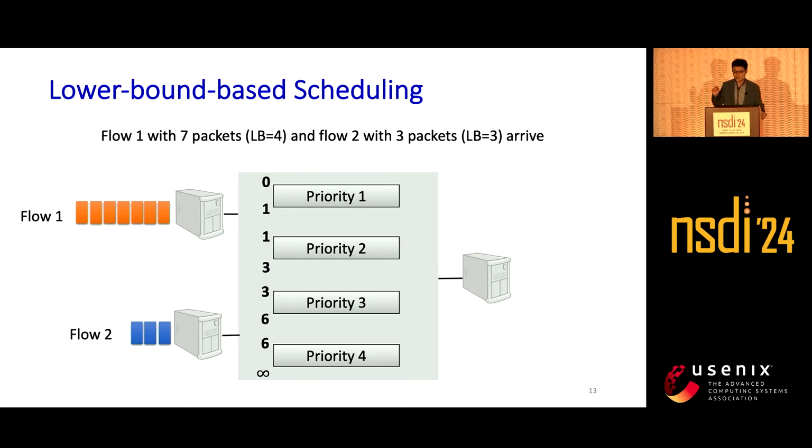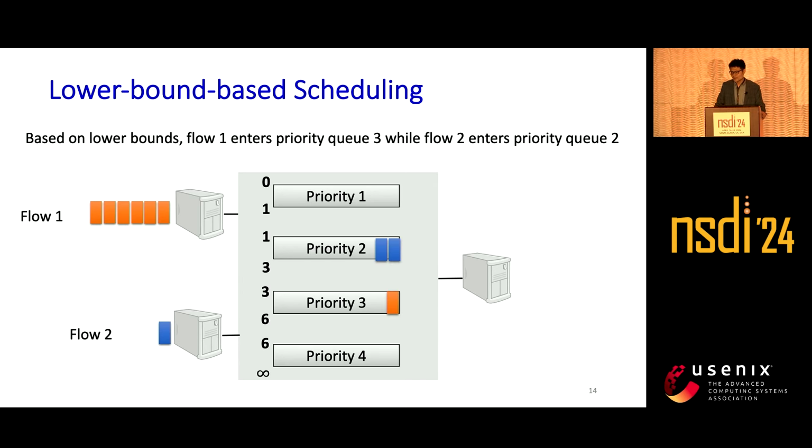So now I will use a simple example to show this scattering design. In this example, there are 3 servers connected to 1 switch. The left 2 are the senders and the right 1 is the receiver. There are 4 priority queues and some flows. Flow 1 has 7 packets and its lower bound is assumed to be 4. And flow 2 has 3 packets and its lower bound is also 3. So the number before each priority queue denotes the queue threshold. And based on the lower bounds, we can see that the 2 flows will initially enter different priority queues. So flow 1 will enter priority queue 3, while flow 2 enters priority queue 2.